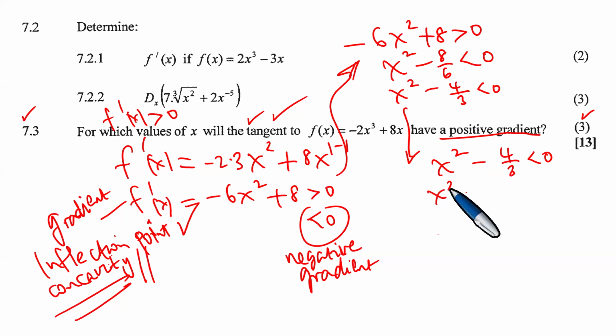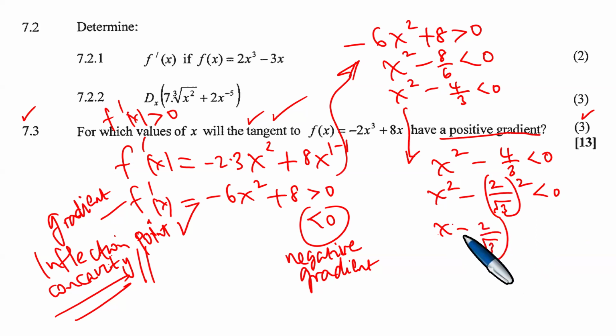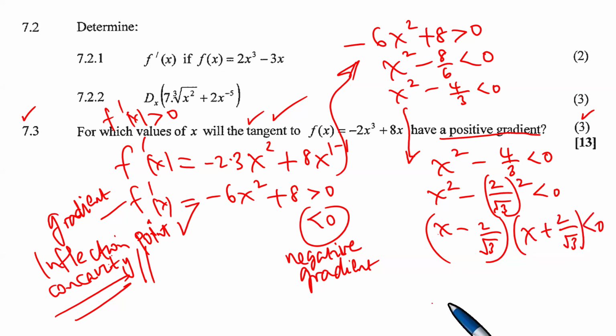I wanted to see what you're going to do, but there are two ways to do that. You can write 4 as 2 squared, and you can write the 3 as square root of 3 squared. So this is like a difference of two squares, and x you can also say this: open brackets x plus 2 over square root 3, then x minus 2 over square root 3.